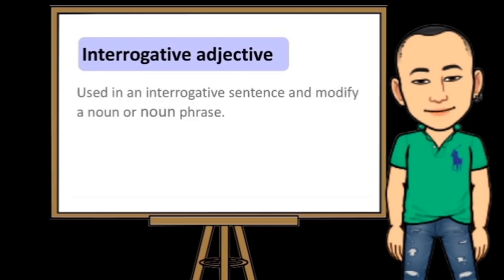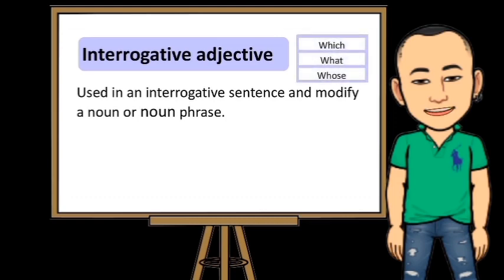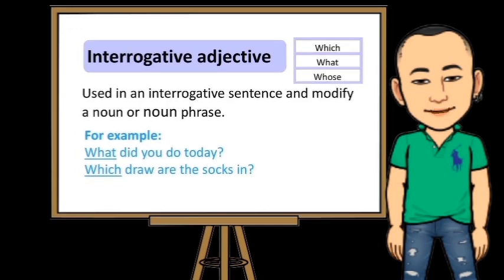Interrogative adjective. This is used in an interrogative sentence and can modify a noun or noun phrase. This includes which, what, whose. For example, what did you do today? Which drawer are the socks in?